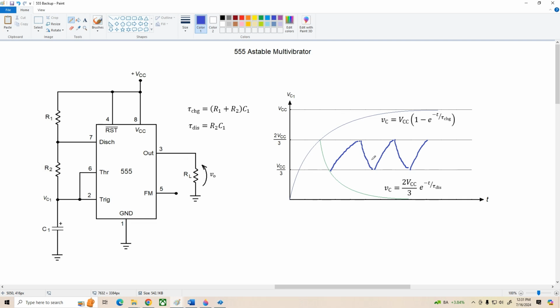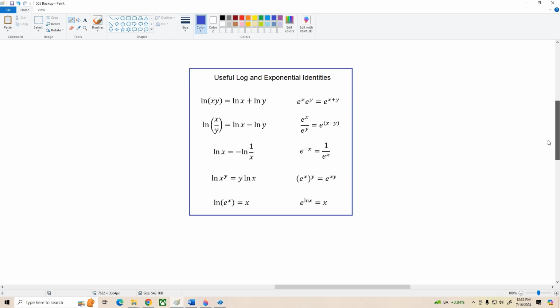All right, now what we're going to do is solve these equations for various times on this graph, okay? In particular, we're going to be looking at the time it takes for the voltage to reach 2/3 VCC and 1/3 VCC, all right? Then we're going to look at the time it takes to drop from 2/3 to 1/3. And some useful identities in order to do this work are given down below here. So you might find these worth keeping handy for the following analysis.